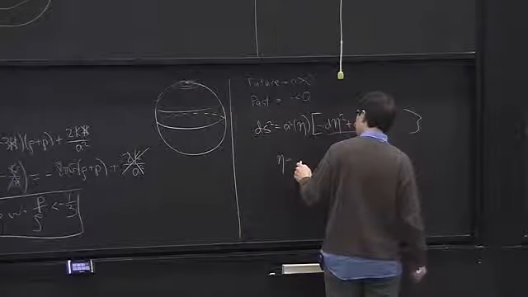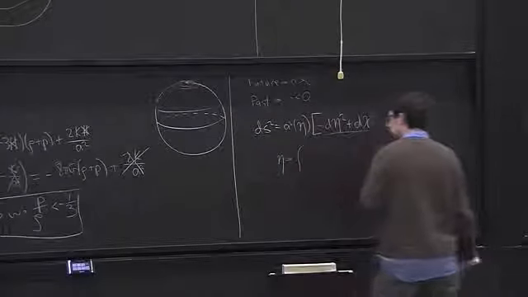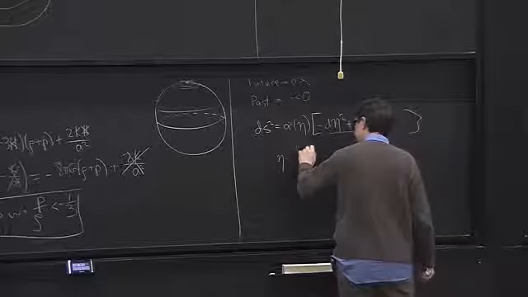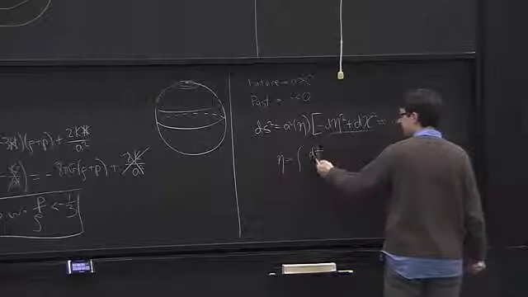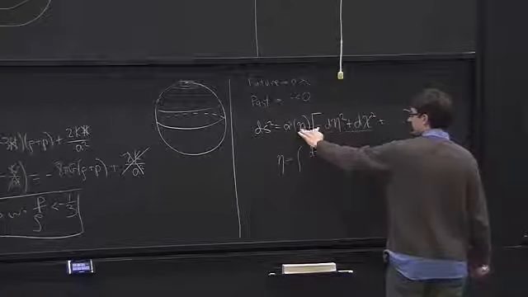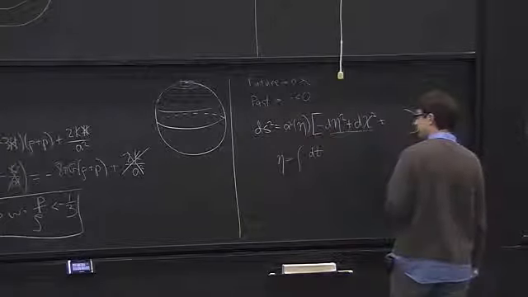The point basically is that, remember, d eta is equal to dt over a. That's the coordinate transformation we had to do to pull out the a in front of the whole metric, if you remember.